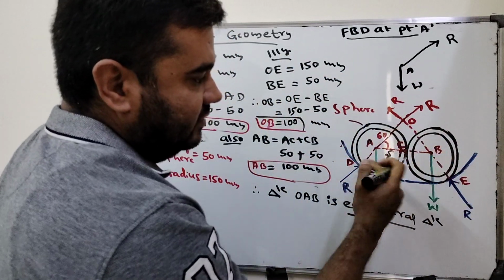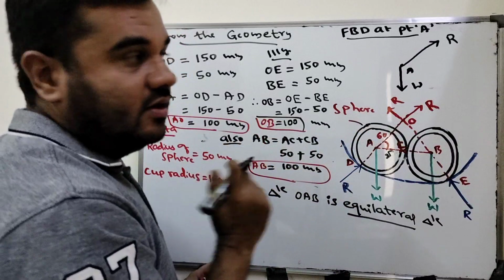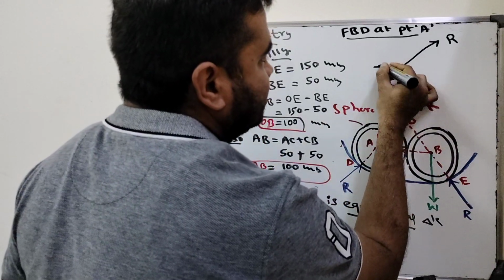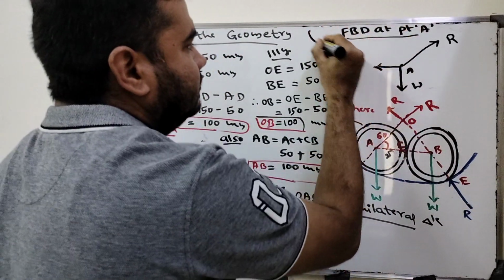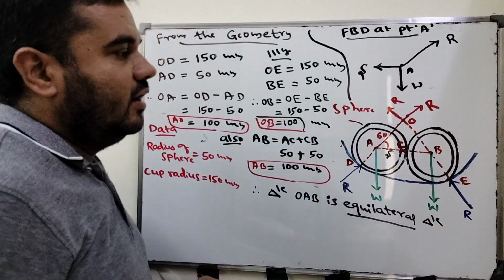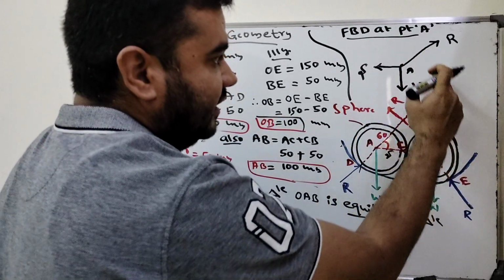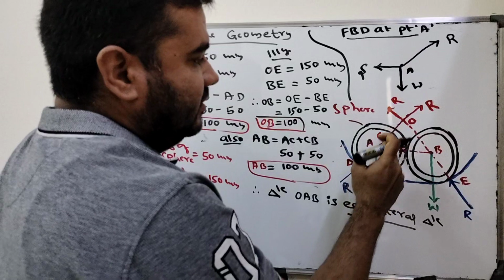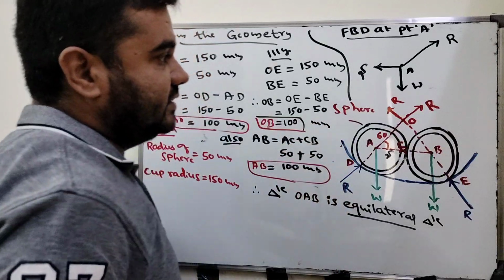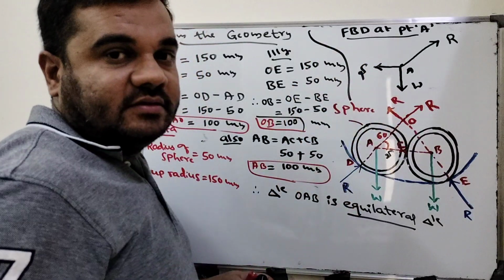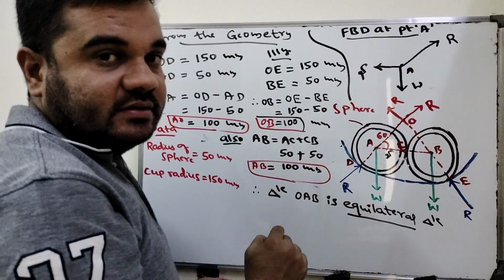This sphere reacts on the other sphere, and the other sphere reacts in this direction on this sphere. So I can write this as S. So three forces are acting at point A: the reaction R in this direction, the weight of the sphere downward, and the reaction S in this direction. Now apply Lami's theorem to these three forces, because Lami's theorem is always related to three forces.